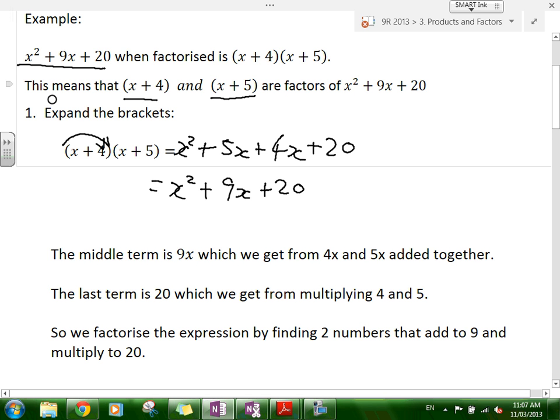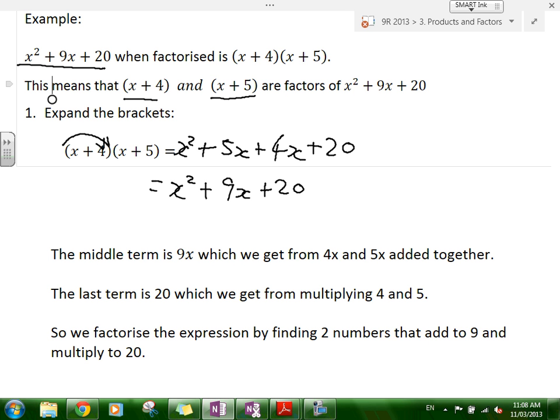So we factorize the expression, and this is the important point. We factorize the expression by finding two numbers, which in this case are 4 and 5, that add to 9 and multiply to 20. There's only two numbers that add to 9 and multiply to 20, and those two numbers are positive 4 and positive 5. If I find those two numbers, I can write it as x plus 4, x plus 5. And that's the way that I factorize this expression.